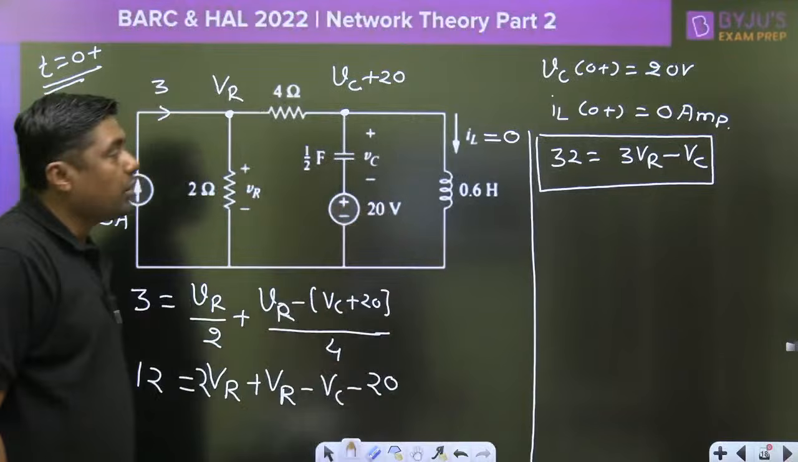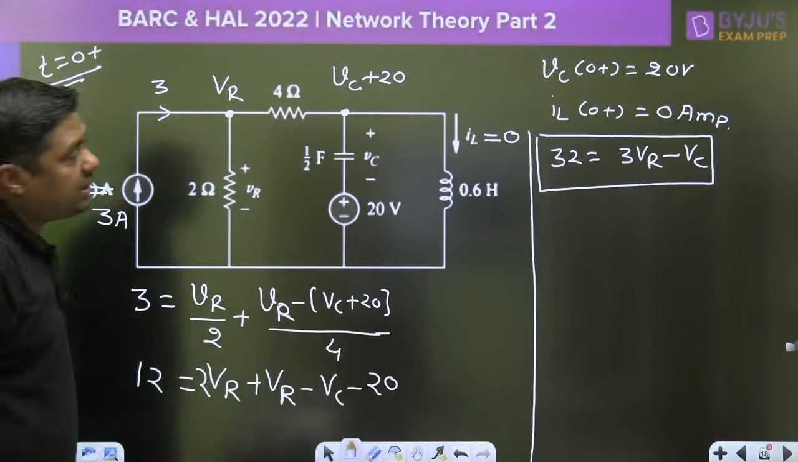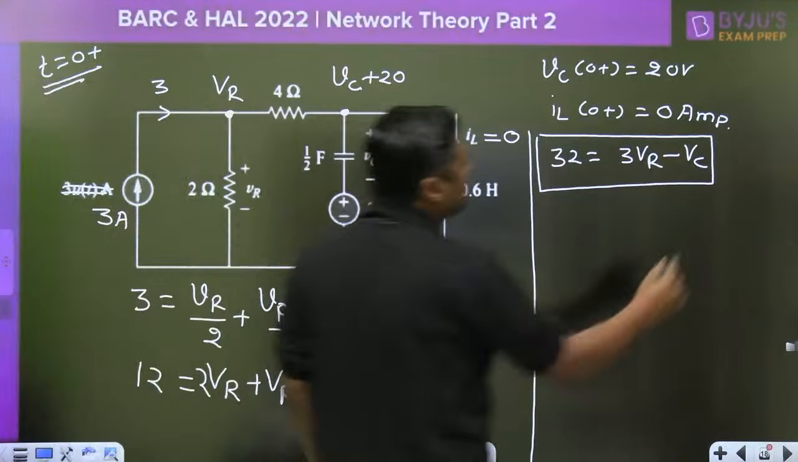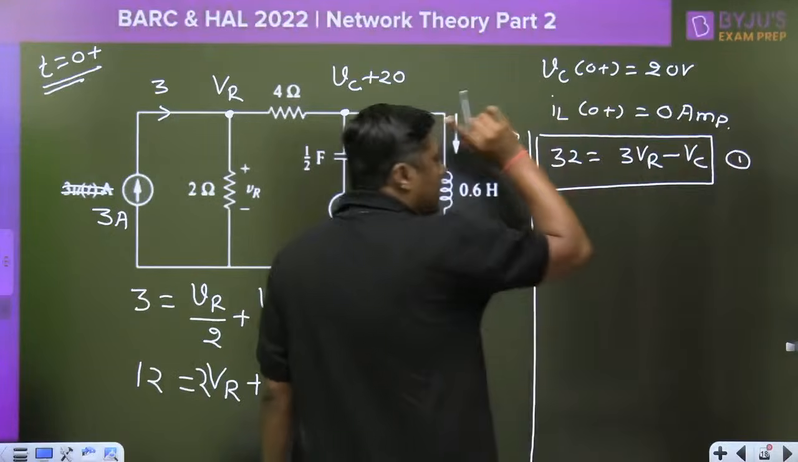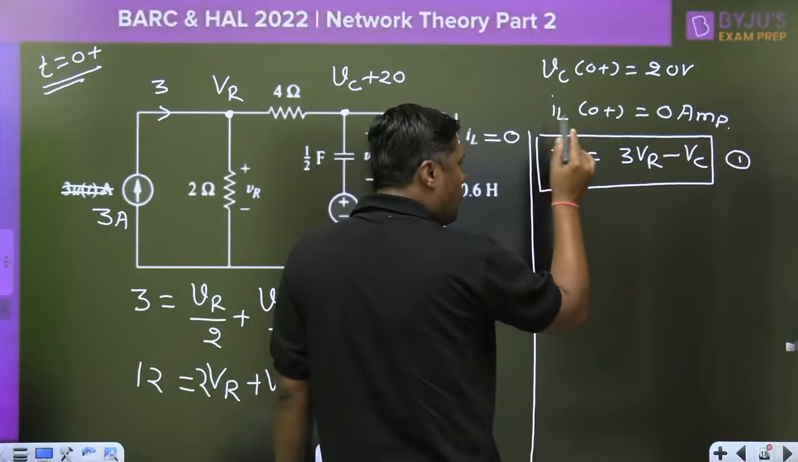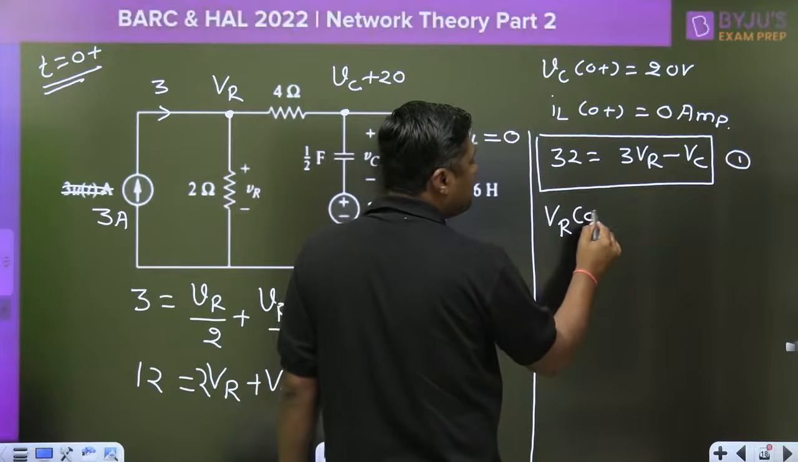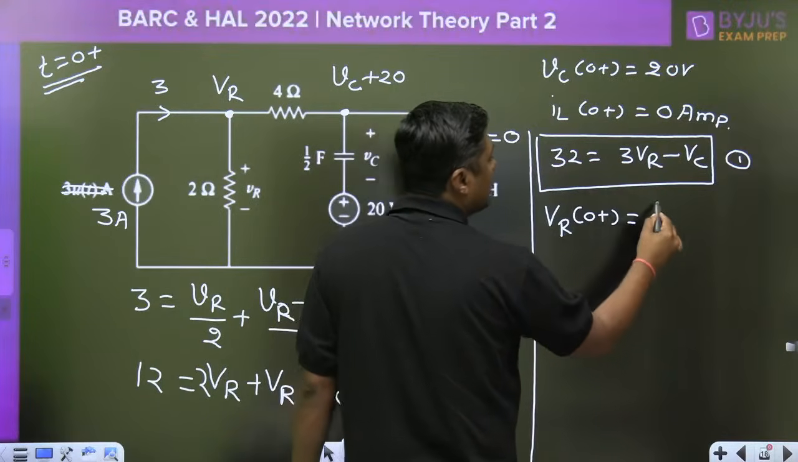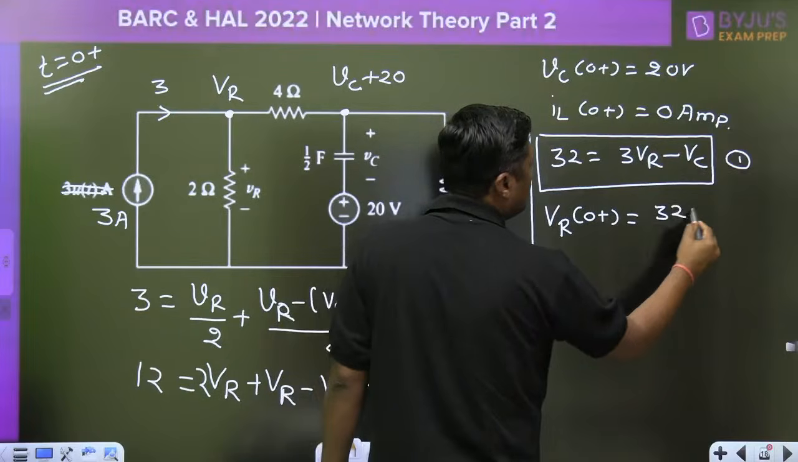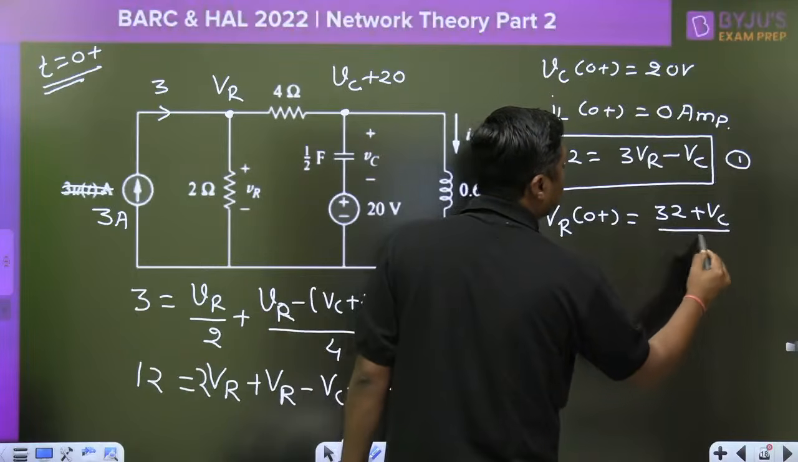Why is this equation important? Because we can get the dVR by dt from this equation. That's why I am writing this equation. dVR by dt means if you want to calculate the initial voltage across the resistor, you can also calculate. What is the V0 plus? From this equation, that is nothing but 32 plus Vc divided by 3.